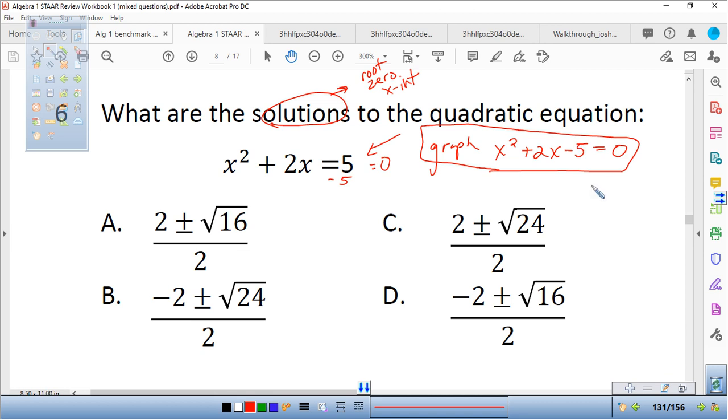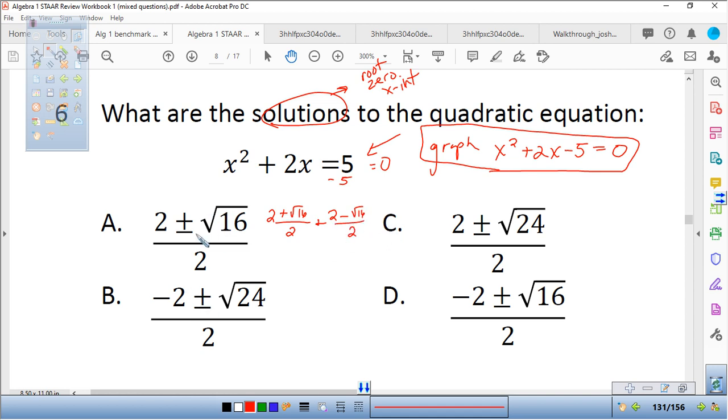That's it. We're going to graph that one. These are all numbers. Okay. This one here, I showed you guys. This is really saying two things in one. It's really saying 2 plus the square root of 16 over 2, and it's saying 2 minus the square root of 16 over 2.